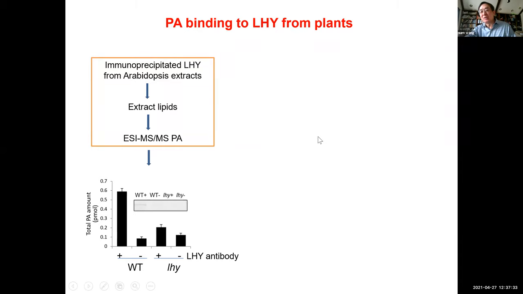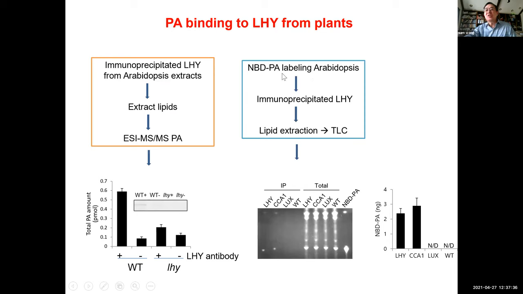In another approach, we fed Arabidopsis with a fluorescent-labeled PA. With this, you don't need to go through mass spec analysis of PA, which is rather hard to do. You just extract the lipids and run a thin layer chromatography. In this case, we did this with LHY and CCA1, which are two analogous proteins. When you immunoprecipitate, this spot is the PA spot. This is NBD-PA, and this is a loading control. You see the PA gets co-pulled down by these two proteins.